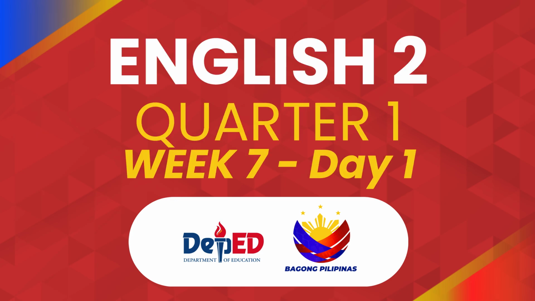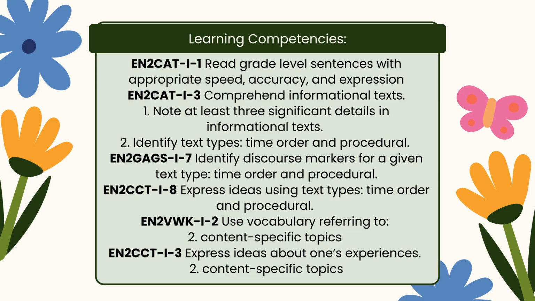English 2, Quarter 1, Week 7, Day 1. Learning competencies. EN2CAT-I-1 Read grade level sentences with appropriate speed, accuracy, and expression. EN2CAT-I-3 Comprehend informational texts. 1. Note at least 3 significant details in informational texts.